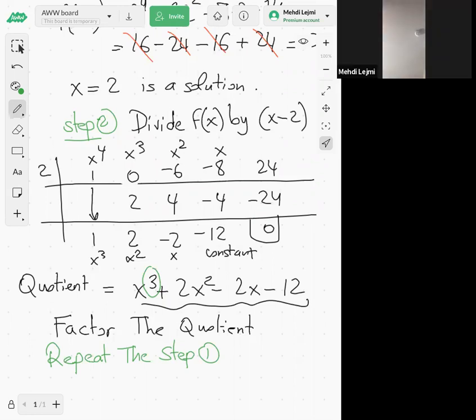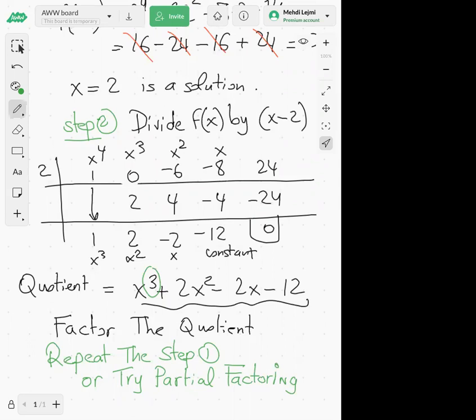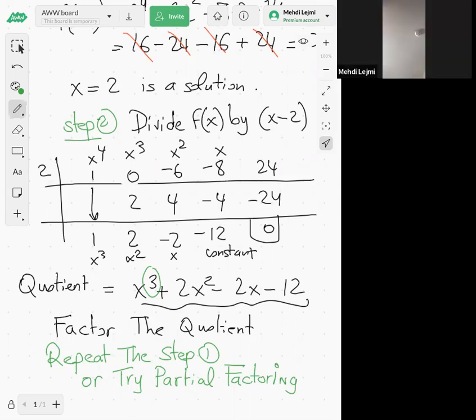Or you can try partial factoring, but I don't think it's going to work because, let me see. Oh yes, it does work actually. You can repeat step 1 or try partial factoring. Yes, absolutely, you're right. I'm saying in case partial factoring doesn't work, well, here it works. Because x squared is a common factor here, and you're going to have x plus 2, and here you have 2.